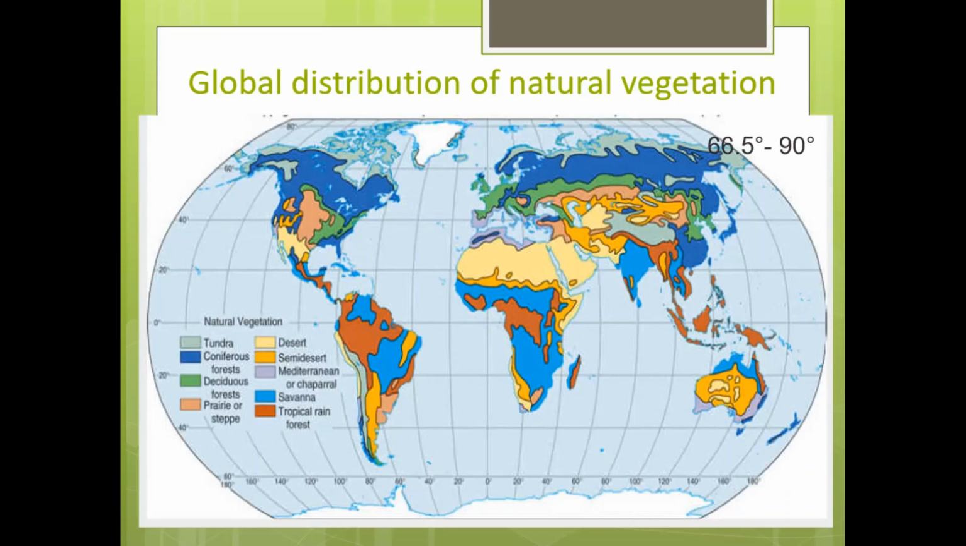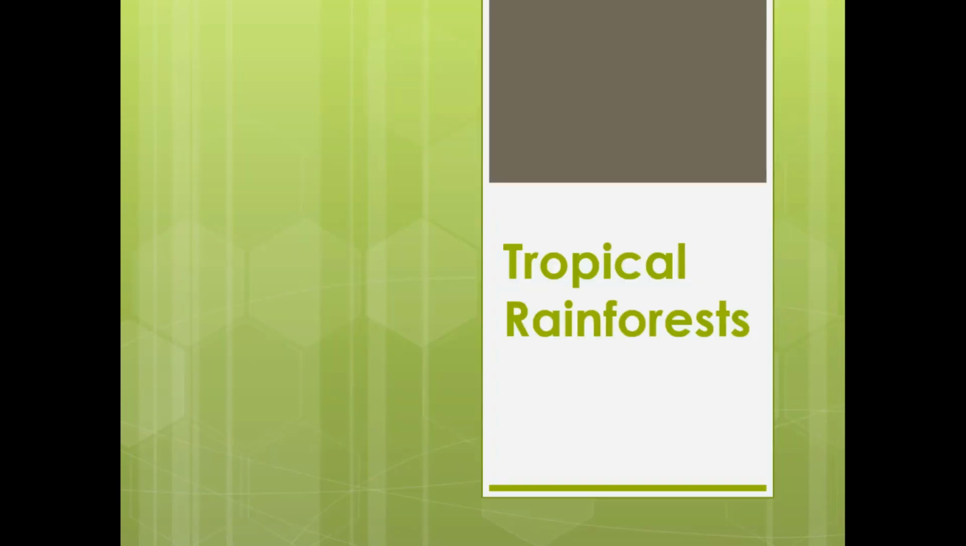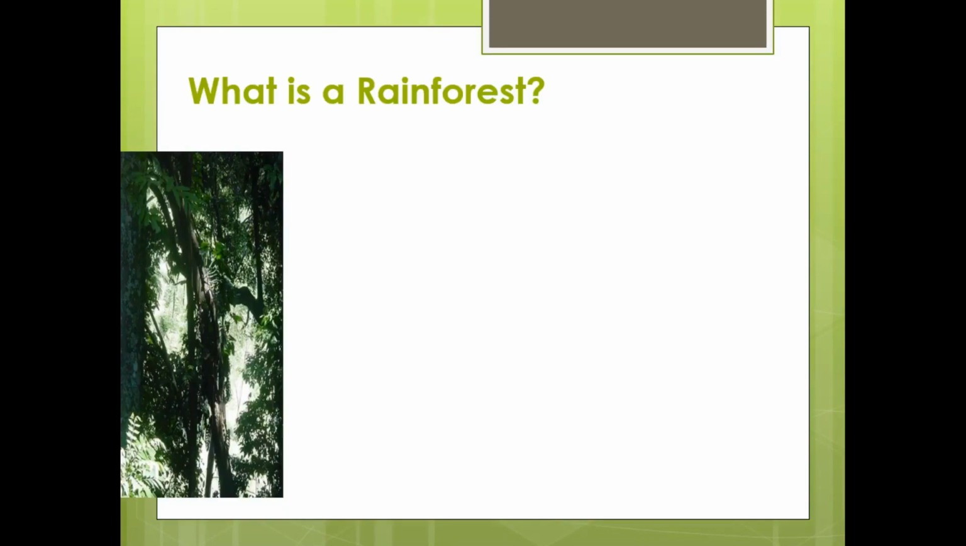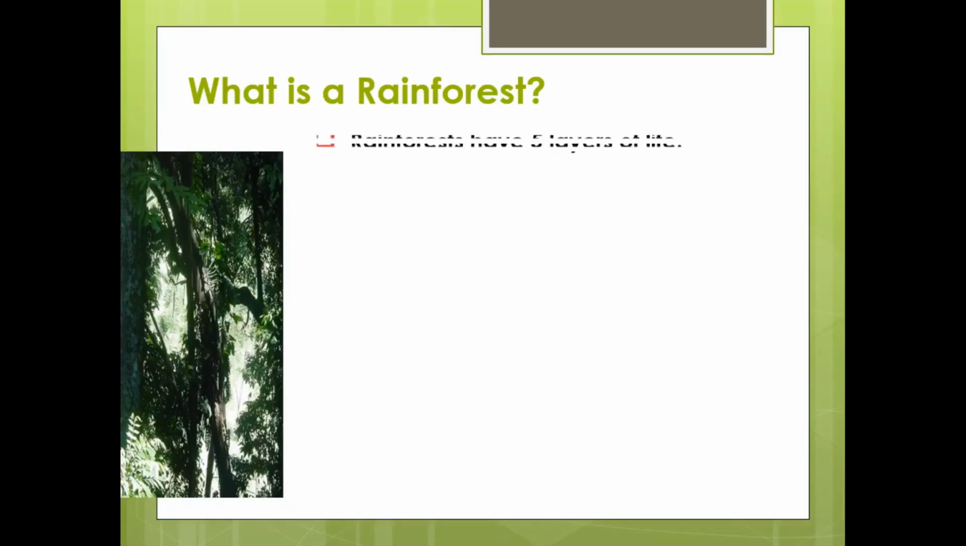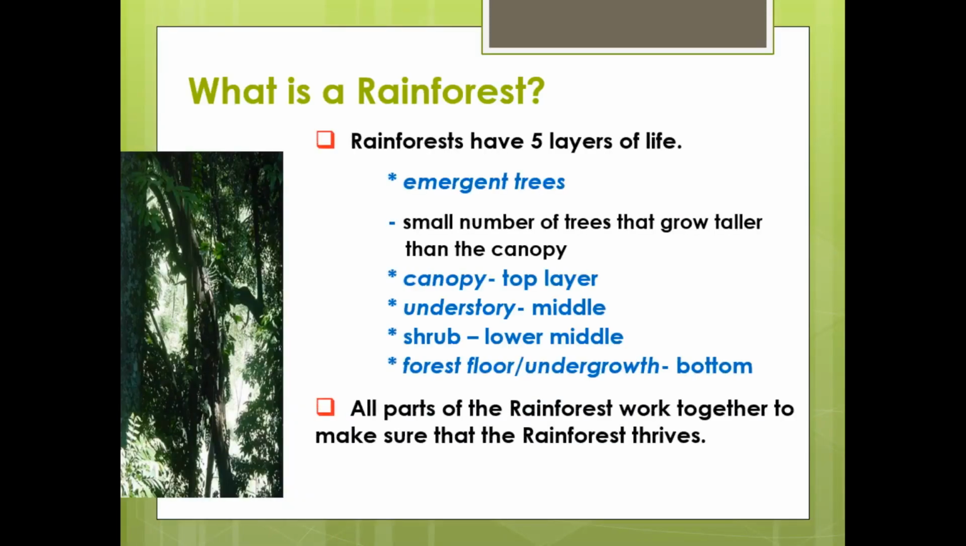So this is the tropical rainforest. We saw this last week. We looked at the structure of a tropical rainforest. Basically, the tropical rainforest is made of 5 layers, and these are the 5 layers: the emergent, canopy, understory, shrub, and forest floor. Okay, we'll be looking at it in more detail in this lesson.